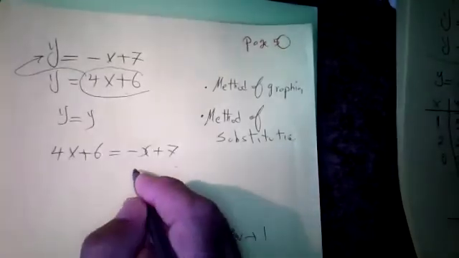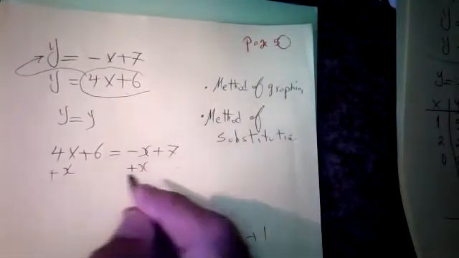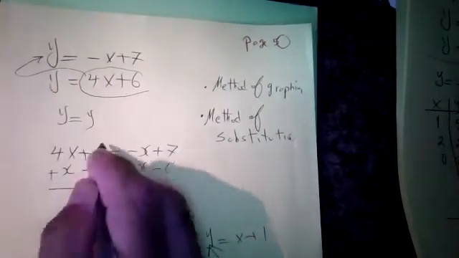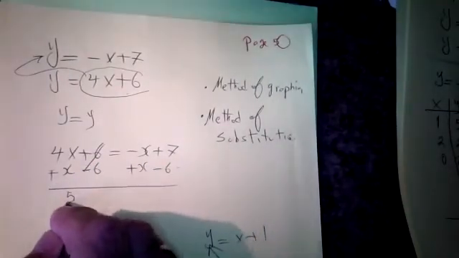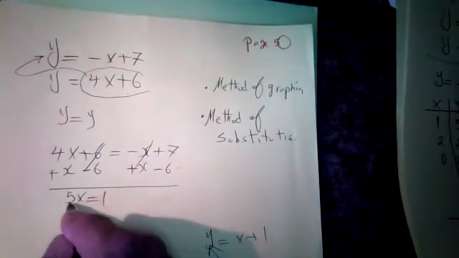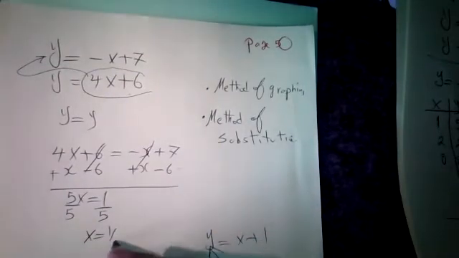Then we solve it. So we get positive x, minus 6, minus 6. 5x is 1. Divide both sides by 5. X is 1 over 5.